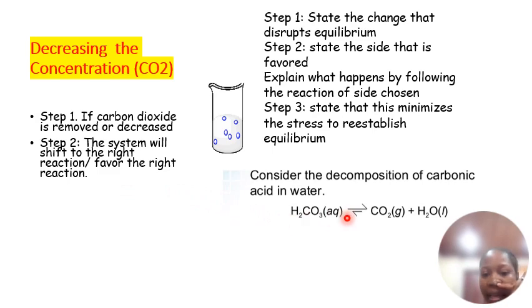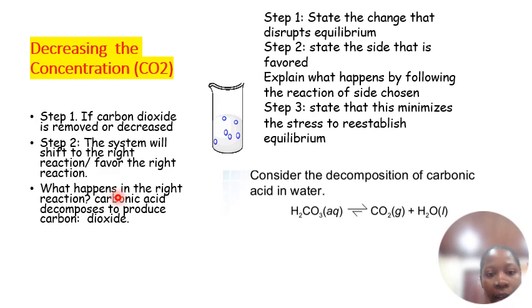So what is happening now in this forward reaction? In this forward reaction, carbonic acid, H2CO3, is being broken down to give you carbon dioxide and water. So I followed my reaction and I state what happened. So that's it. All right, that's it. Carbonic acid decomposes or breaks down to produce carbon dioxide and water.